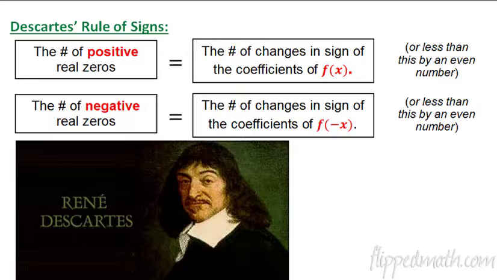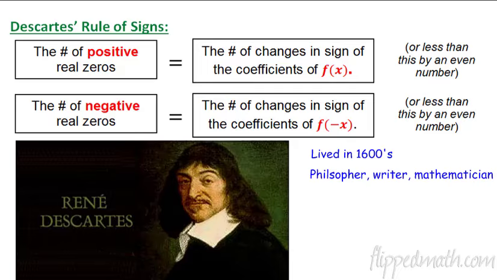I'll come back to this in a second, but what's cool is I want to talk about this guy because he lived a long time ago, the 1600s. He's a philosopher, a writer, and a mathematician. This is so cool to me because we don't think of mathematicians as being philosophers and writers, but back in the old days, they were pretty cool. He's the one who came up with the phrase "I think, therefore I am." Philosophical circles rely on him a lot.